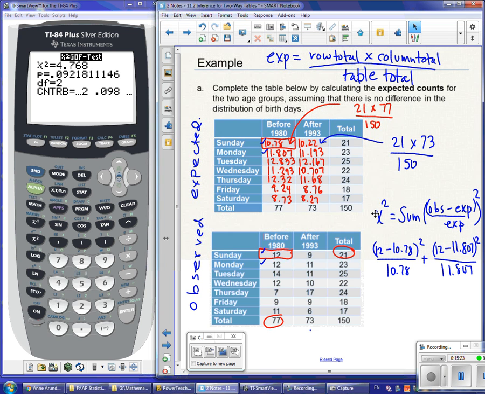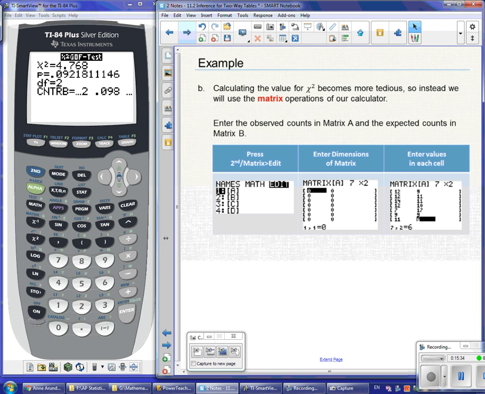The nice thing is your calculator actually has a place where you can enter two-way tables. Some of you, if you've taken pre-calculus, hopefully you have learned how to utilize the matrix functions of your calculator. If you haven't, that's okay. We're not going to do a lot with the matrices. We're simply just going to enter our data into a matrix and then allow the calculator to utilize the matrices the way it is fed.